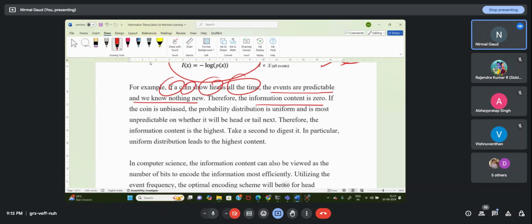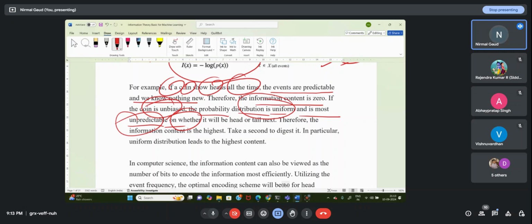But if there is a chance in an event, that means the coin is not biased, it is unbiased, so the probability distribution is uniform and most unpredictable. If things are unpredictable, then you require information. Tell me what will happen so that I know. Where you already know, there is no need for information. If you don't know what can happen, there you need information.